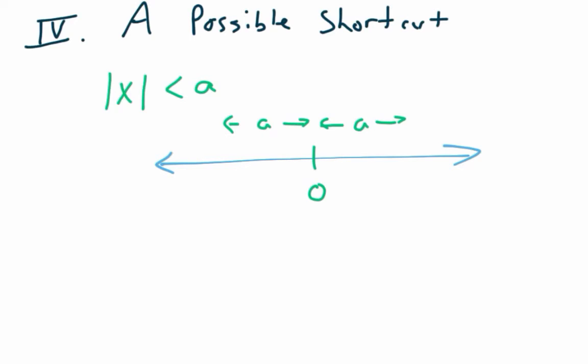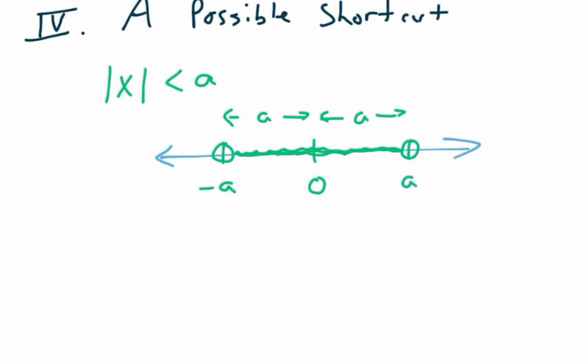So over here I'm going to have a negative a, because it's a away from 0. Over here I have a positive a, because it's a away from 0. Because I have this less than sign, I know two things. One, it's going to be open circles, but it's an intersection. So the answer to that is going to be this portion here. So that's with the intersection.